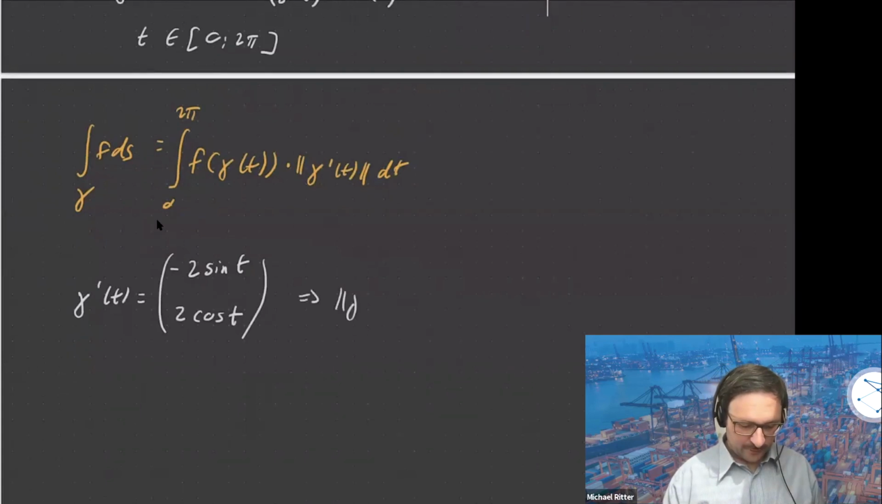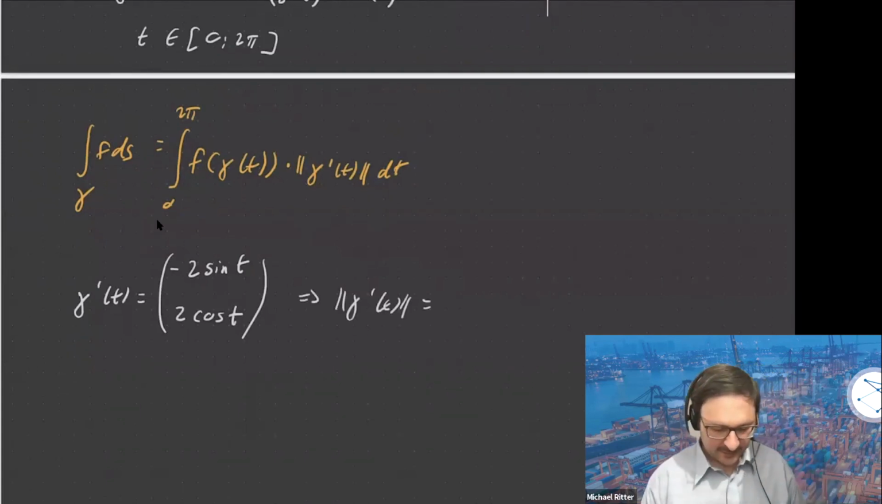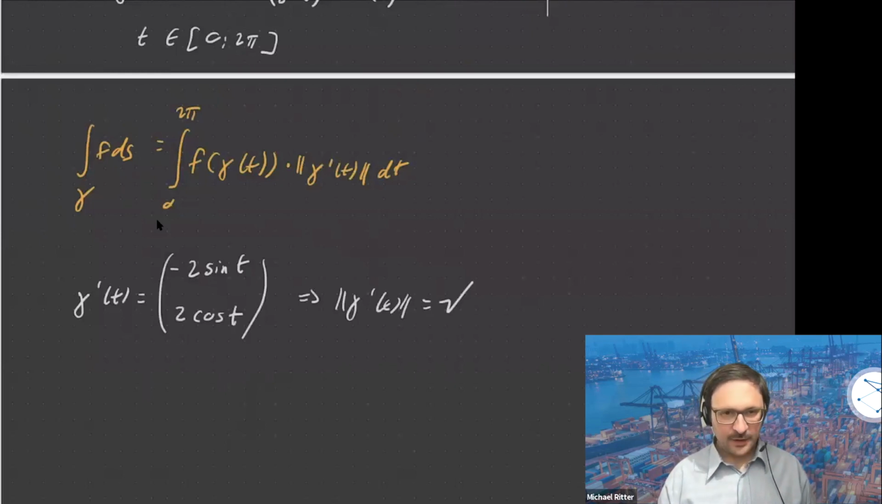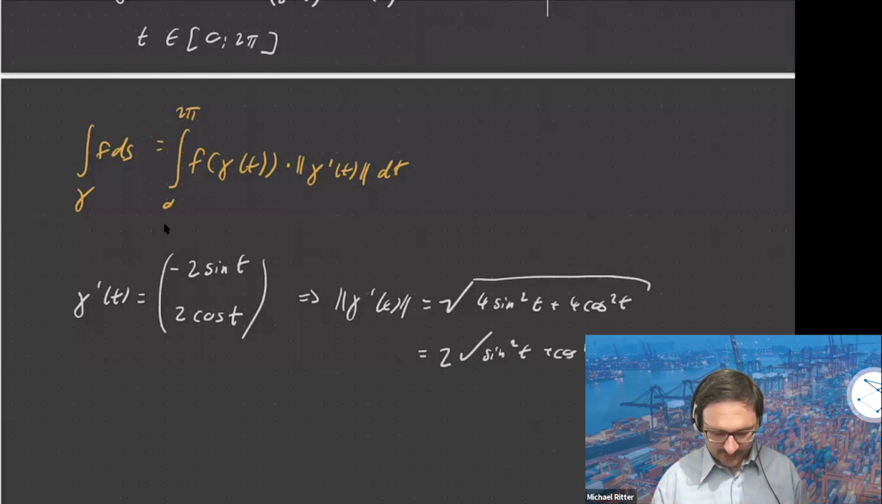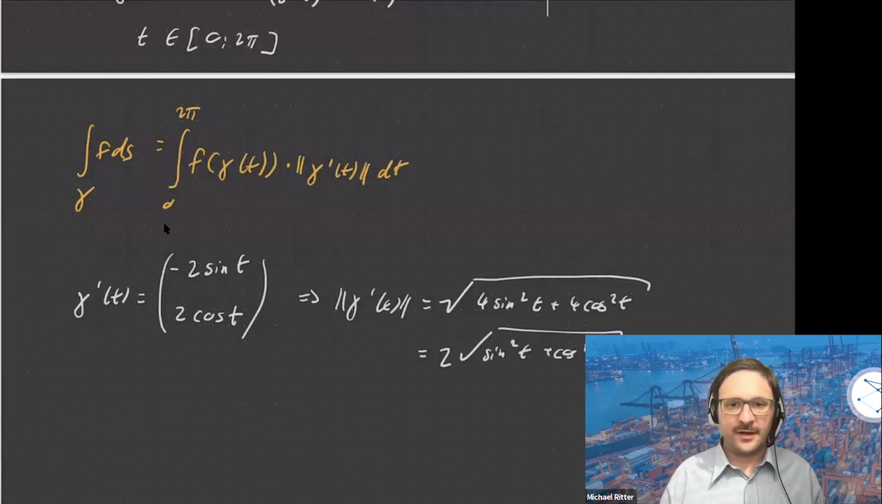That means the norm of gamma prime of t is the square root of minus 2 sine t squared, so that's 4 sine squared t, plus 2 cosine of t squared, so that's 4 cosine squared t. And that means we can take out the square root of 4, that's 2. And we are left with sine squared of t plus cosine squared of t. And that is exactly 1. So we have 2 times 1, that's 2. Okay, that makes things pretty convenient.